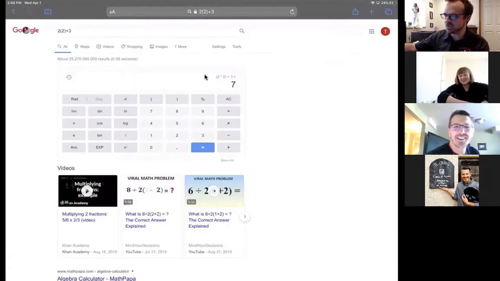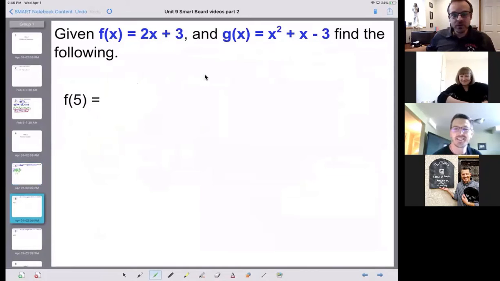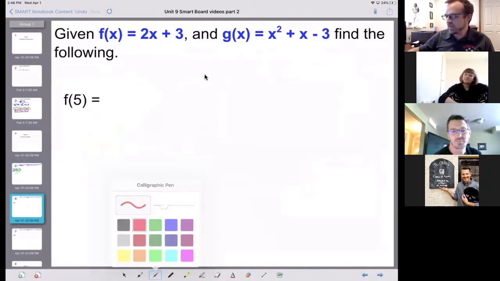Anyway, so you guys can always use the Google calculator for that. Let's take a look at another problem. Okay. So in this one, we have f of x equals 2x plus 3 and g of x equals x squared plus x minus 3 again. But I've changed it up just a little bit on the question. And it says right here f of 5.